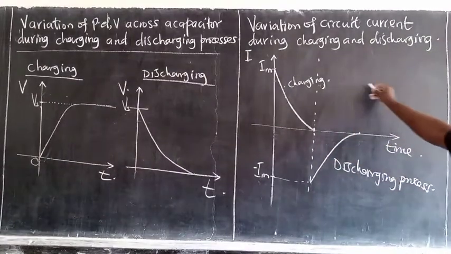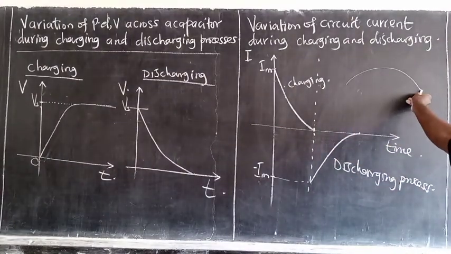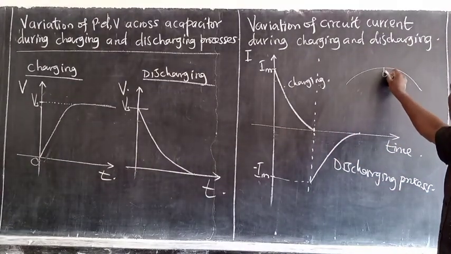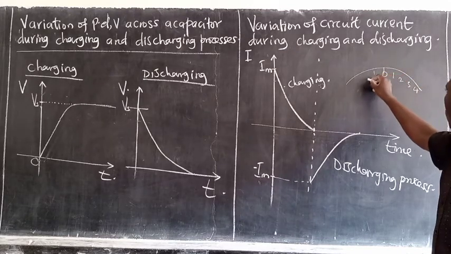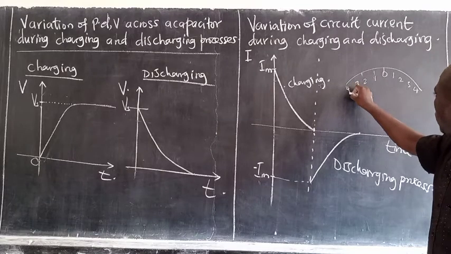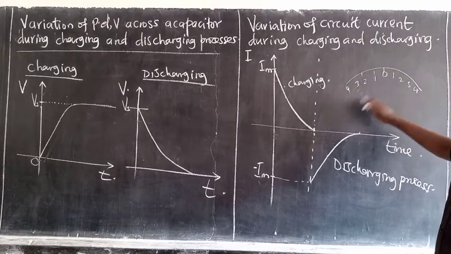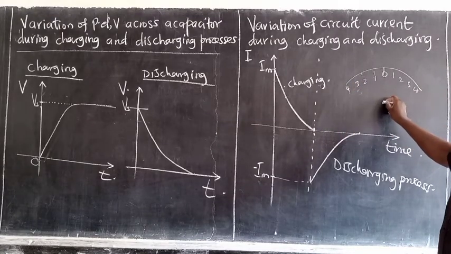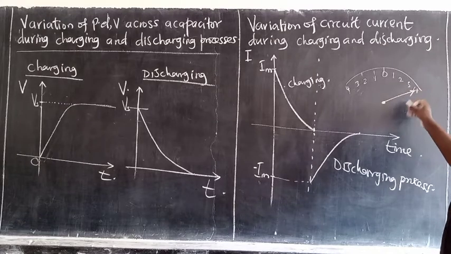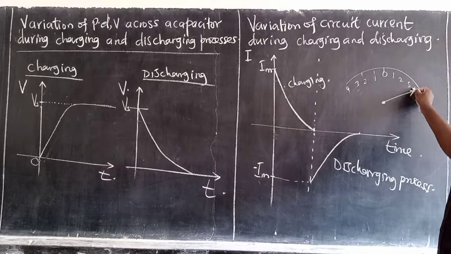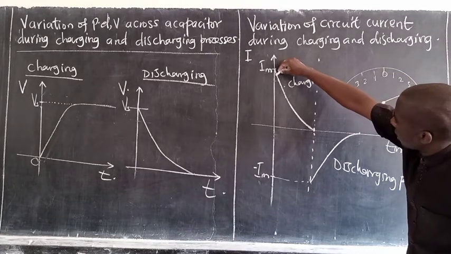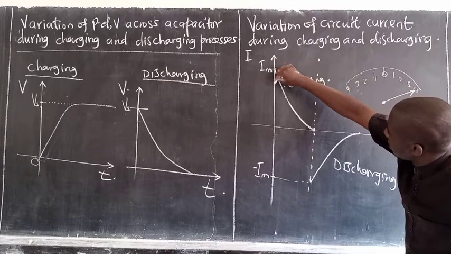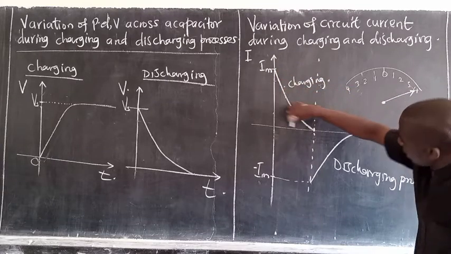Because remember, I said the meter is like this. If this is our 0 here, 1, 2, 3, 4, and 1, 2, 3, 4, this one can take the negative values, this one is positive. So if at maximum the pointer was here, it keeps on reducing: 4, 3.9, 3.83, until it gets to 0. This is what we are saying. This one is 4, this is 3, this is 2, this is 1, this is 0.